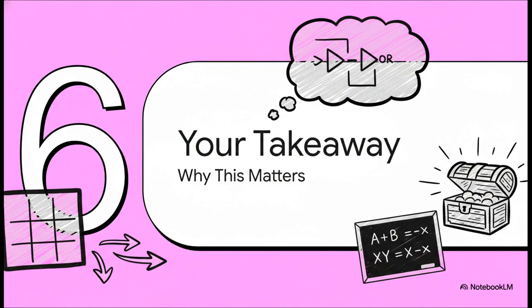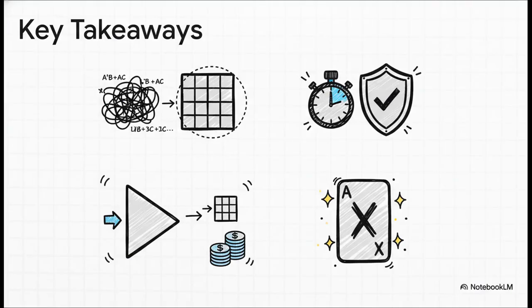What is the big takeaway from all of this? Why does it matter? Okay, here are the key things I really want you to remember. First, K-maps transform a difficult algebra problem into a simple visual puzzle. Second, they're faster and way less prone to errors than just using Boolean laws. Third, they directly help you build digital circuits that are more efficient and cheaper. And finally, don't forget your secret weapon. Those don't care conditions are the key to getting the absolute best simplification.